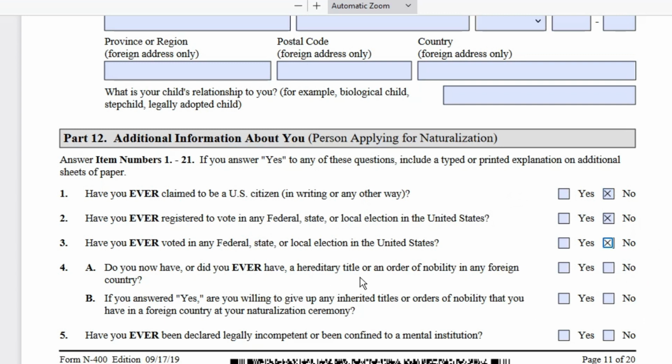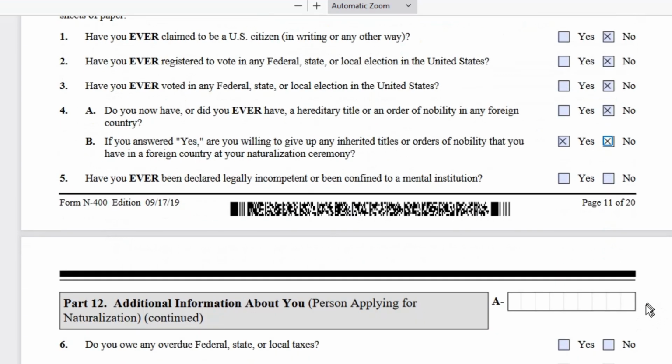Did you ever have a hereditary title? Nobility, which basically is if you're a prince, king, etc. Remember Prince Andrew basically gave up his. So you put no here. Most people are going to be no. And if there is any kind of yes there, you have to say if you are willing to give it up. In this case, you put no. Have you ever been declared legally incompetent? That's if you went to a mental institution, or you have been declared mentally disabled and things like that. So we'll put no.